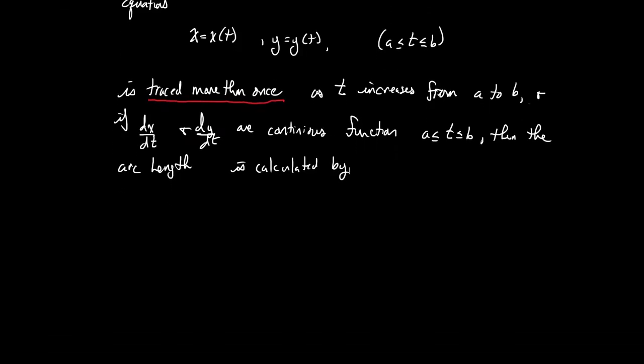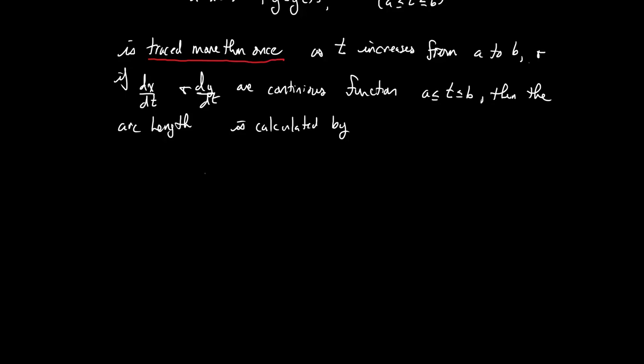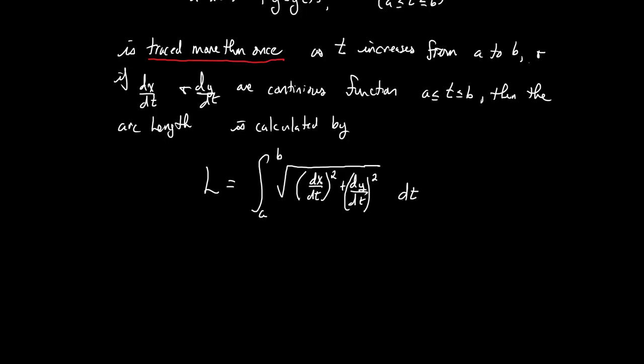This is going to look pretty familiar to you because we've seen something similar when we discussed how to calculate the arc length of a function. So we're going to integrate from a to b of the square root of (dx over dt) squared plus (dy over dt) squared. This is all under the square root, and this is all integrated with respect to t. This is the arc length of a parametric curve.